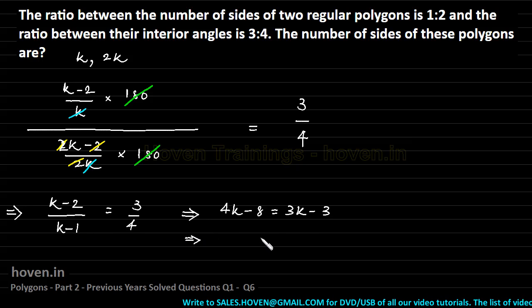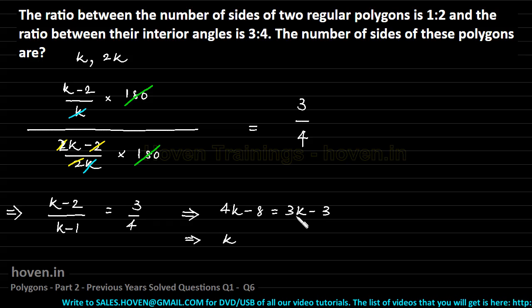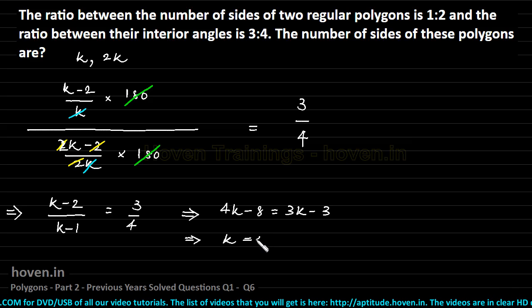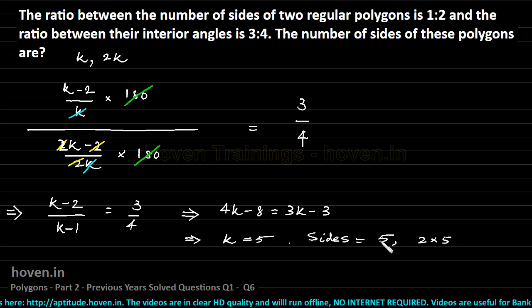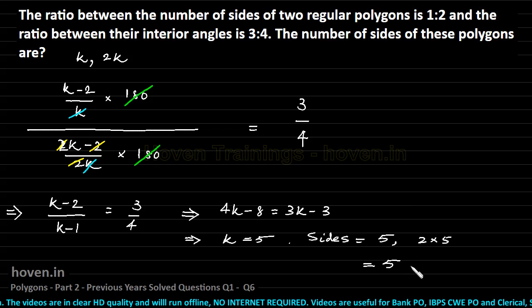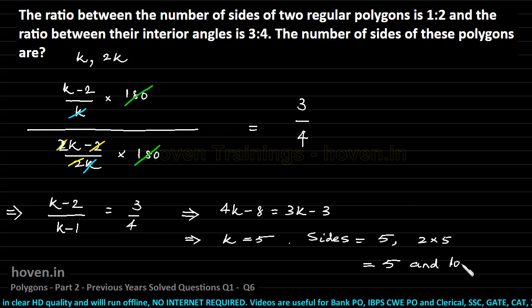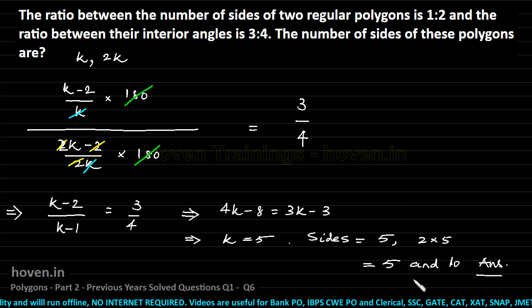which implies, bring this 3k to this side, it becomes k. 4k minus 3k will be k. Take this minus 8 to the other side, it will become plus. 8 minus 3 will be 5. So we can say sides will be 5, and 2 into 5, that is k and 2k, which is equal to 5 and 10, which is the answer.